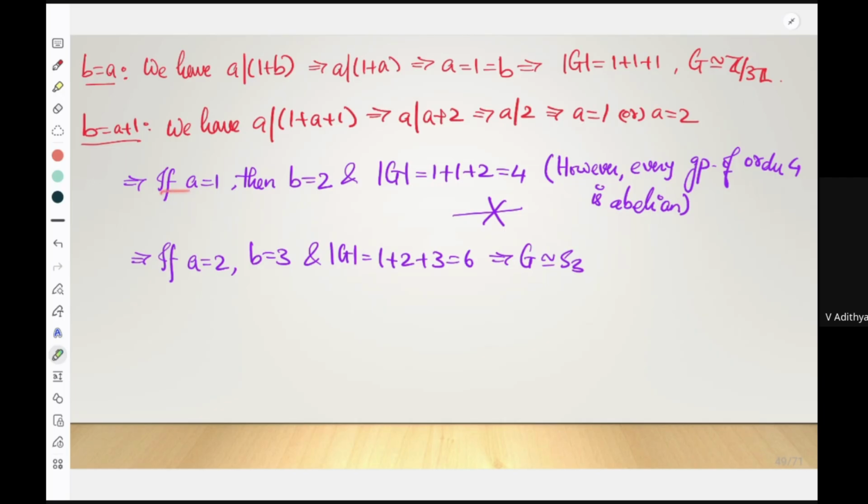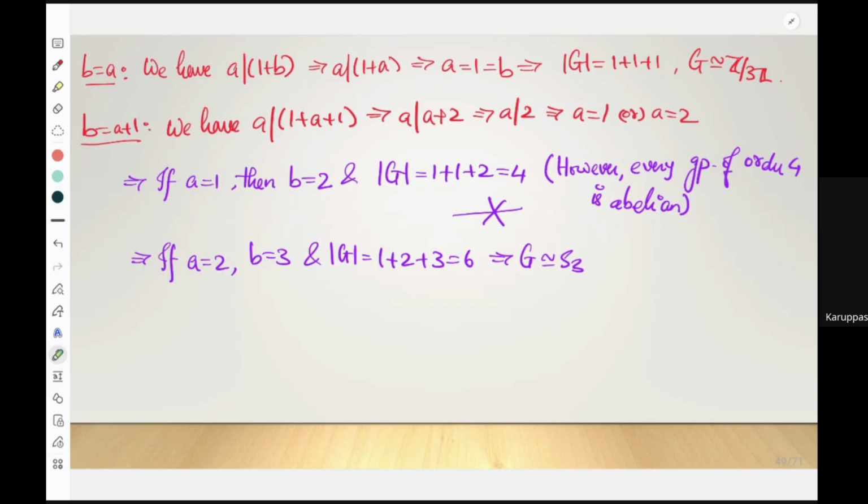So if A is 1, then B is 2, and you will get the class equation 1 plus 1 plus 2, which is 4. But we know every group of order 4 is abelian. So the class equation has to be 1 plus 1 plus 1 plus 1. So this gives us a contradiction. We can't have such a class equation.